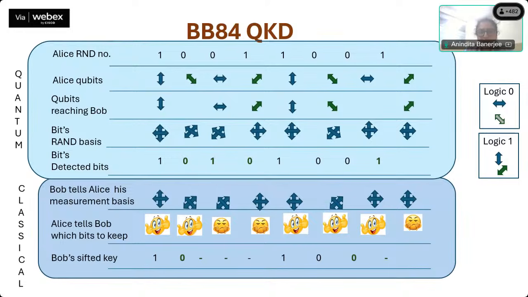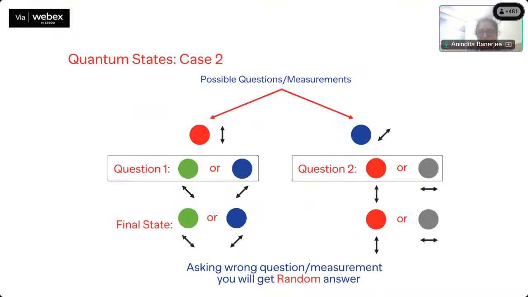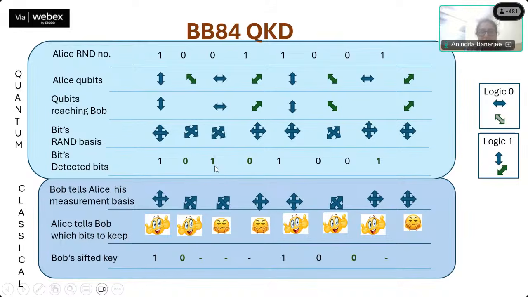Okay, and then you have the random basis. I hope now this should be very clear, because Bob will be doing it randomly. He has no information what state is coming from Alice. So 50% of the time, we have seen it earlier, right? In case of incorrect measurement, they will be randomly correct or wrong answers. So this you'll have to apply here.